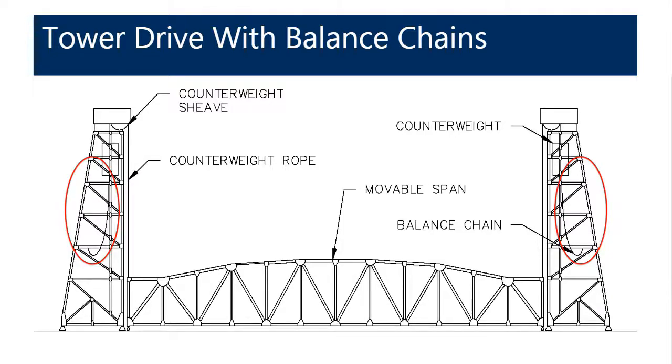As you can see here, the balance chain is connected from the counterweight to the tower leg. As the span raises, from this balance chain weight is transferred from the counterweight to the tower to compensate for the weight of the counterweight ropes passing from the span side to the counterweight side. The resultant fundamental equation for this bridge is also linear, but because of the direct compensation of weight, has little to no slope.